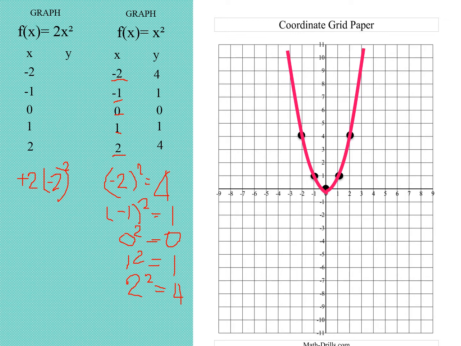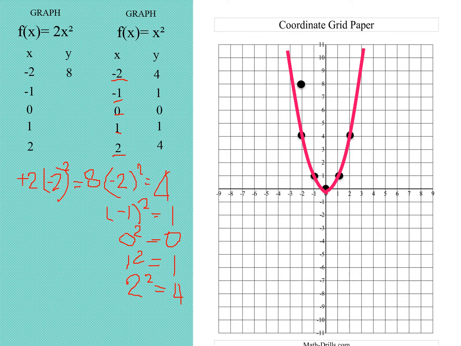So, negative 2 squared will be positive 4, times positive 2 will be positive 8. So, our value for y will be positive 8. Then our point is there. So, we have negative 2 and positive 8.